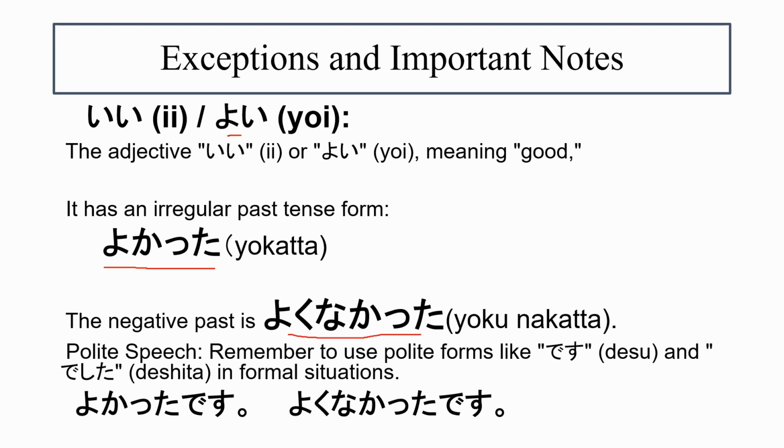In polite speech, remember to use polite forms like です and でした in formal situations. So よかったです。よくなかったです。Something like that.